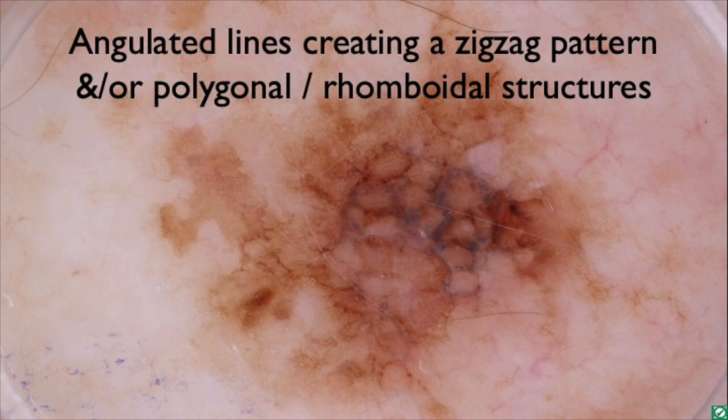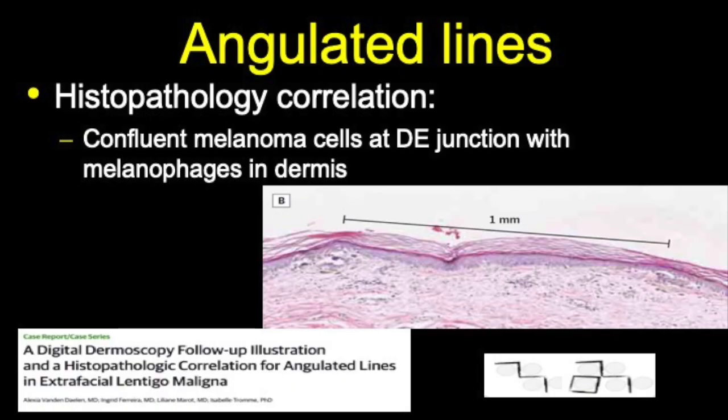When you see angulated lines, it indicates melanoma on sun-damaged skin of the lentigo maligna type. That's what it corresponds to. Histologically, what you see is blunting of the DE junction with melanophages and pagetoid cells. So confluent junctional melanocytes, flattening of the DE junction, pagetoid cells, and melanophages all together create the angulated line. Those are the characteristic features of lentigo maligna melanoma.